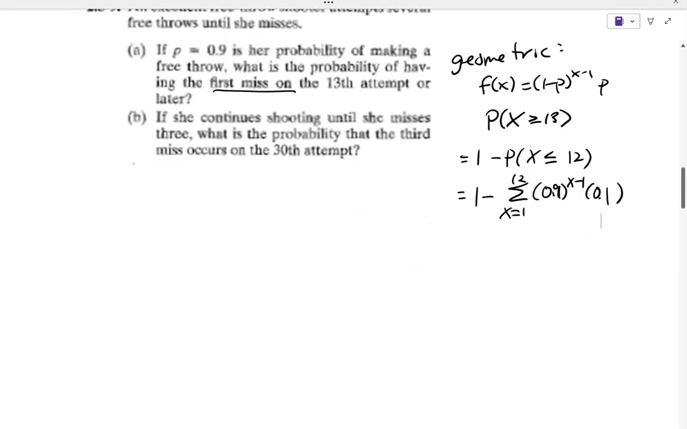What looks different for part B? Continues shooting until she misses 3. What kind of distribution is that then? Negative binomial, right? So we want the probability that x is equal to, what's x equal to in this case? 30.